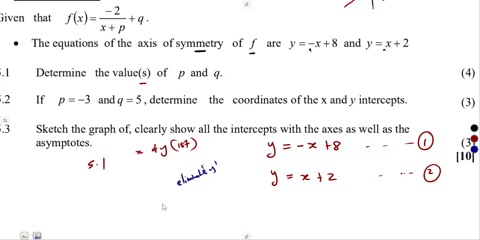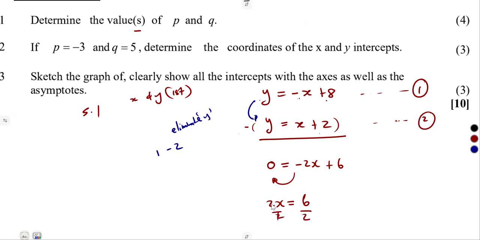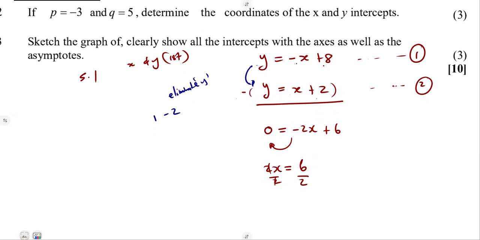So subtract equation 2 from equation 1. We have eliminated y. y minus y, that's a 0. It is equal to minus x minus, remember we're subtracting here, minus x minus x. That's minus 2x. 8 minus 2, that's a 6. So to solve for x, we take this to the other side. That will be 2x is equal to 6. Divide by 2 by 2. It means x is equal to 3.